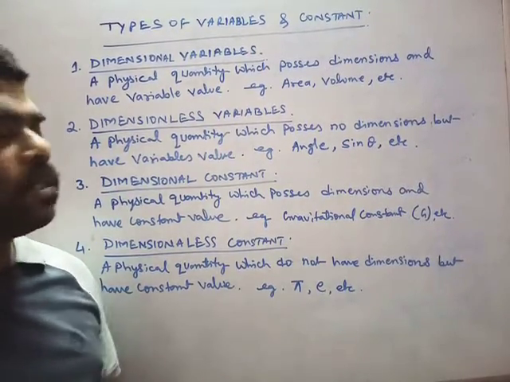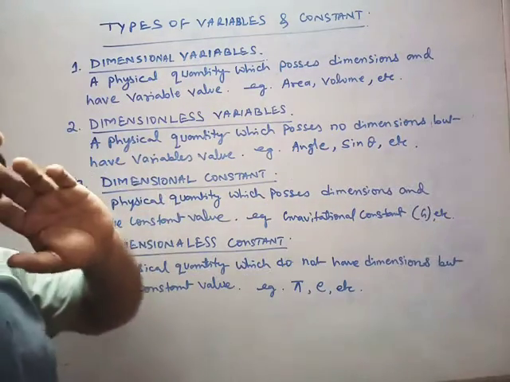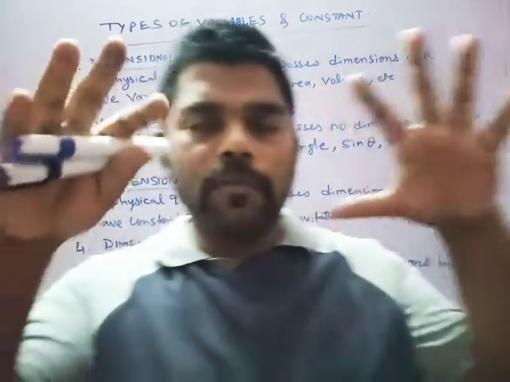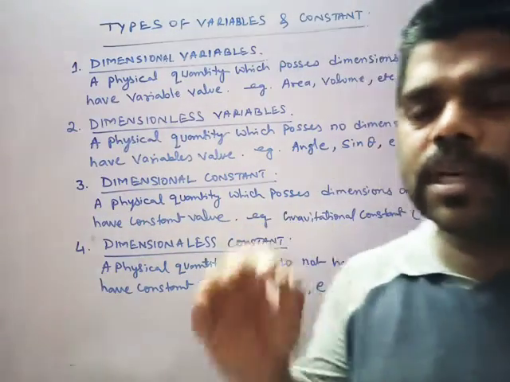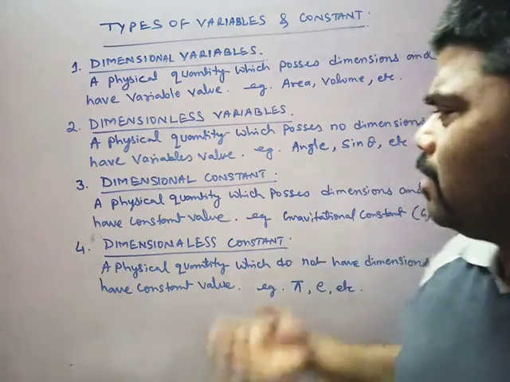Yes. So this is another topic, very important. Types of variables and constants, right? So these are under four categories. In our physics, we use physical quantities, right? We use some other quantities also, like angles.